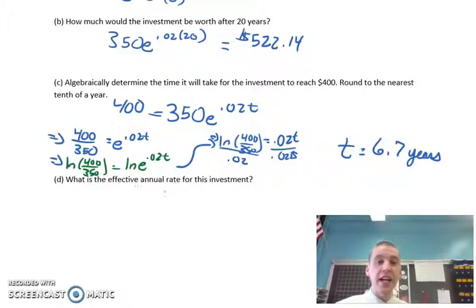The effective annual rate is just asking what would the overall rate be that it increases over one full year. Well, how do we get that? You're going to go e to the 0.02, and that's going to give us the rate at which it's changing, which is 1.020201. And if we take that into a percent, you're going to get 2.02%.